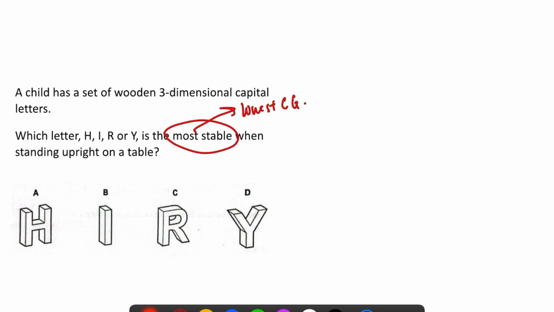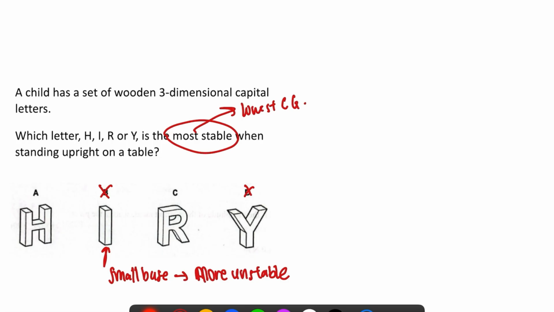So let's analyze one by one. What we can do is by elimination. B and D would be immediately eliminated because of the smaller base. Small base means more unstable. Hence, B and D are immediately out.